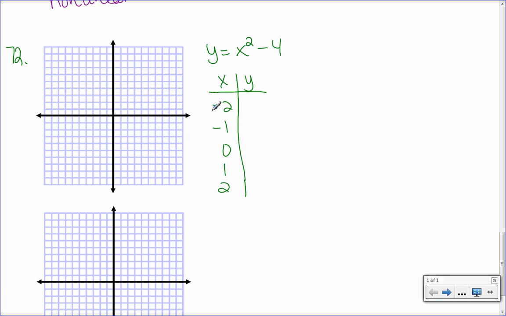If we do them by hand, -2 plugged in for x, -2 squared is positive 4, minus 4 is 0. -1 squared is positive 1, minus 4 is -3. 0 squared is 0, minus 4 is -4. 1 squared is 1, minus 4 is -3. 2 squared is 4, minus 4 is 0. And we'll plot these on the graph. -2, 0. -1, -3. 0, -4. 1, -3. 2, 0. And then remember to connect these with a nice curve.